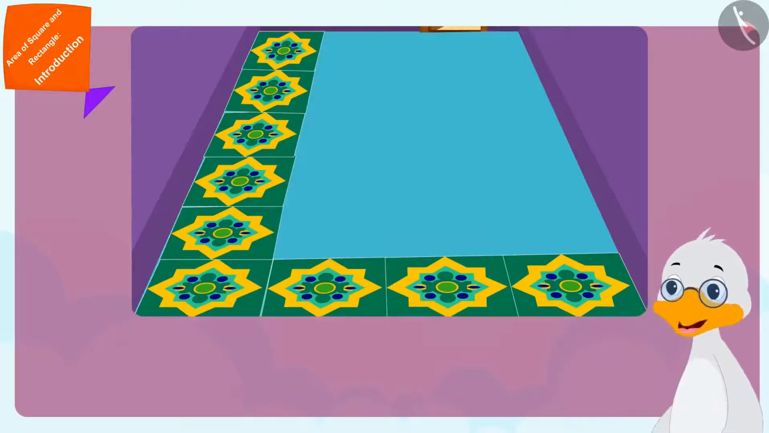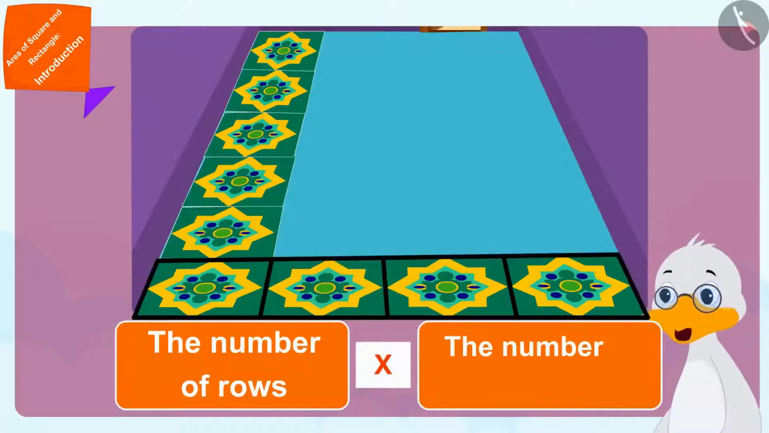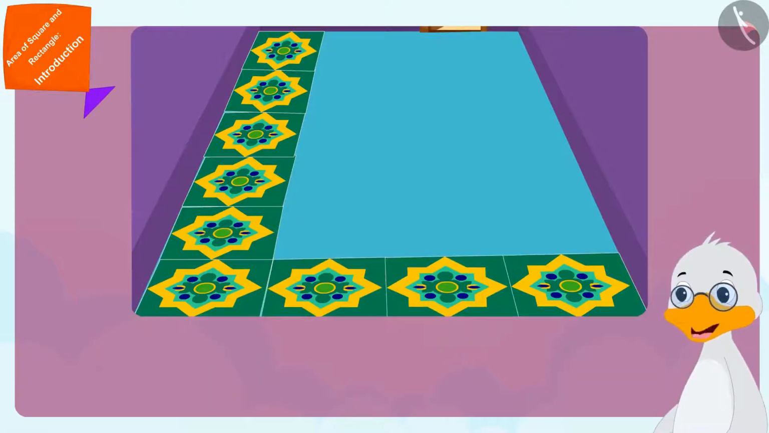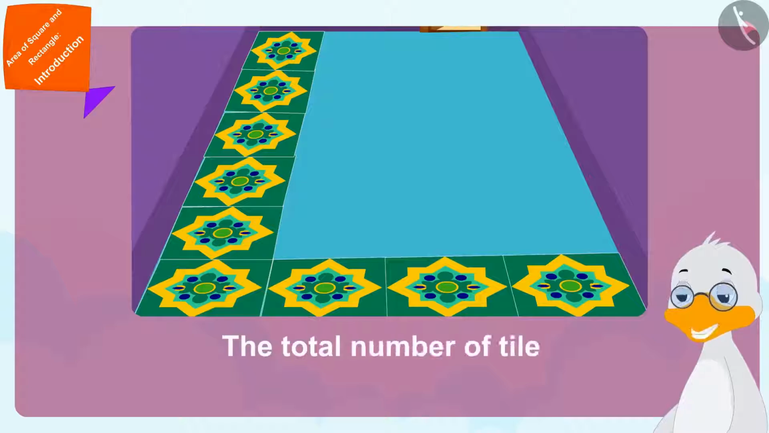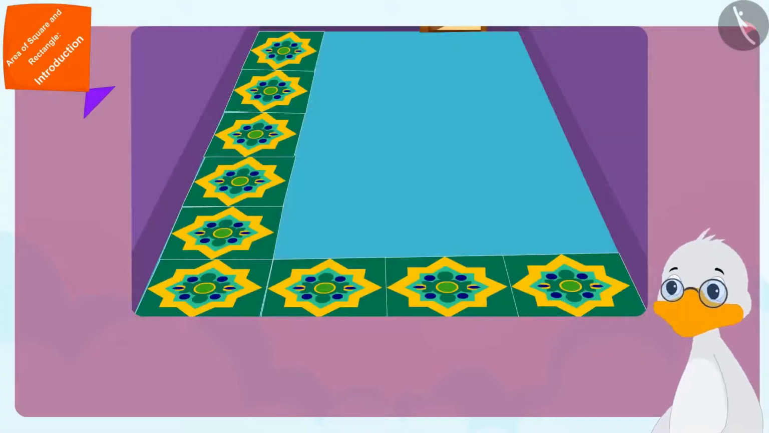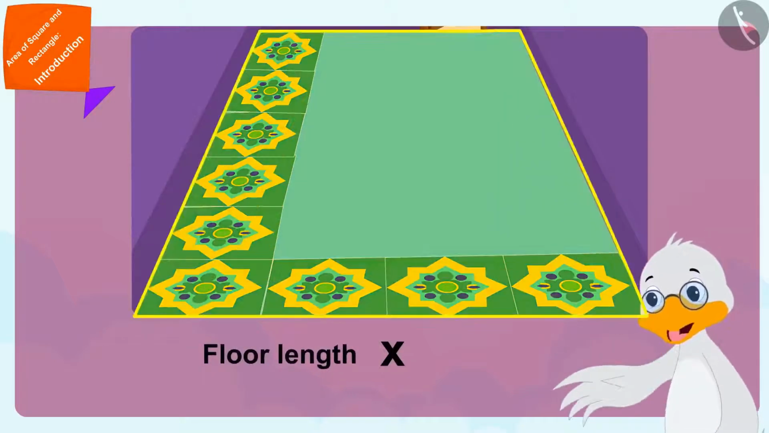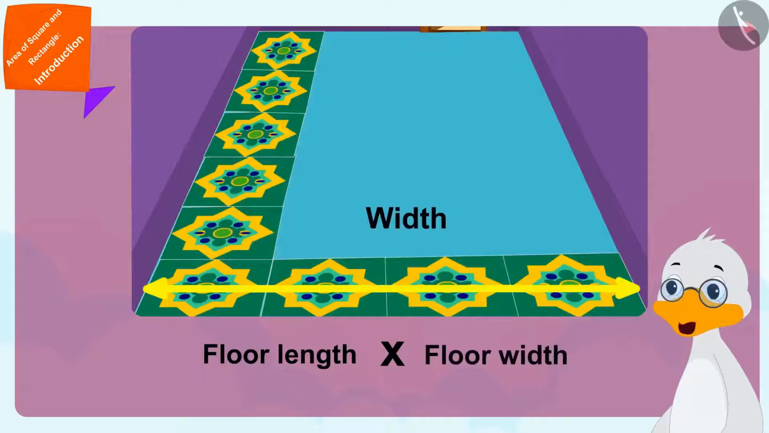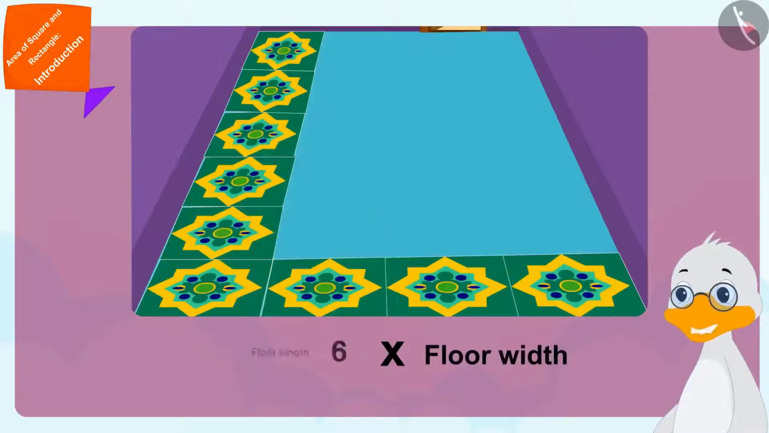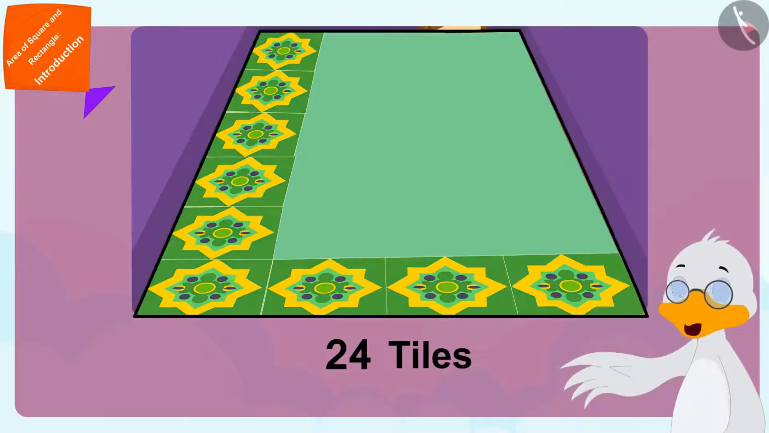All I need to do is multiply the number of rows by the number of tiles in each row, and I will know the total number of tiles needed to cover the floor. In other words, I have to multiply the length of this rectangle-shaped floor with its width. 6 times 4 is 24. 24 tiles will be required to cover the rectangle-shaped floor.